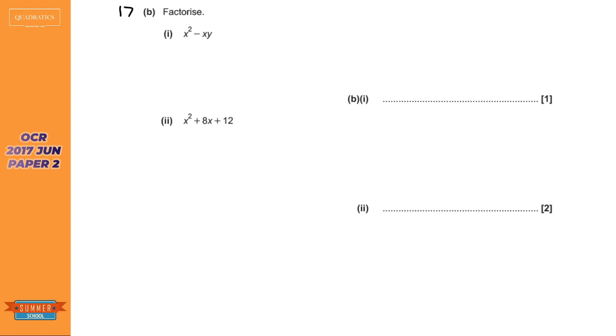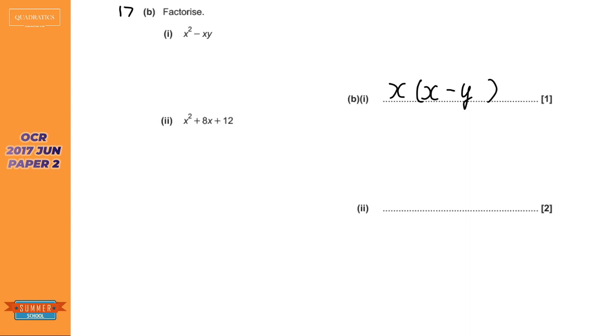With this one, all we do is a single bracket, and both of them have an x in, so we put x on the outside, and x times x is x squared, and x times minus y is minus xy. If you don't know how to do that, go back to our linear expanding and factorising video, and that will show you. But I wanted to leave it in there to show it's not a quadratic.